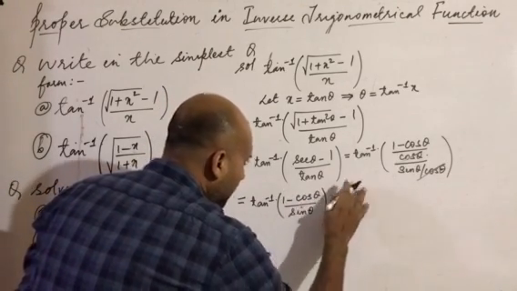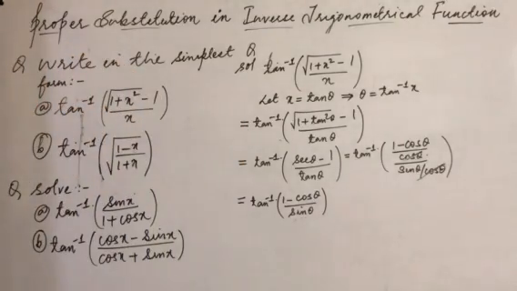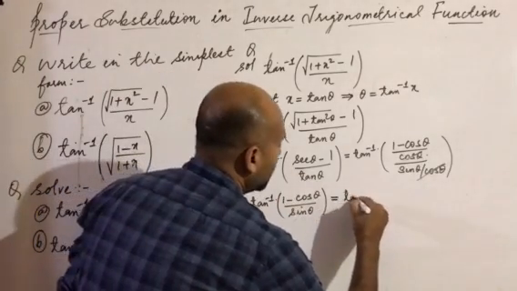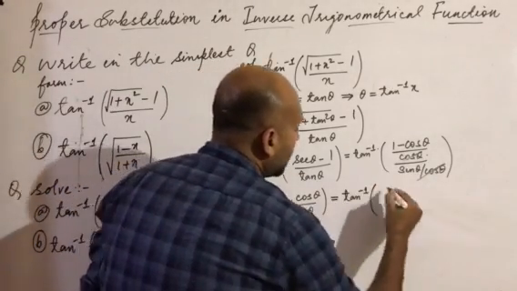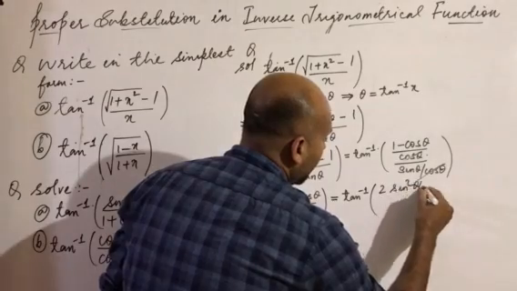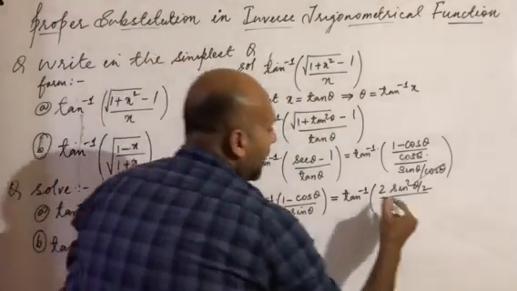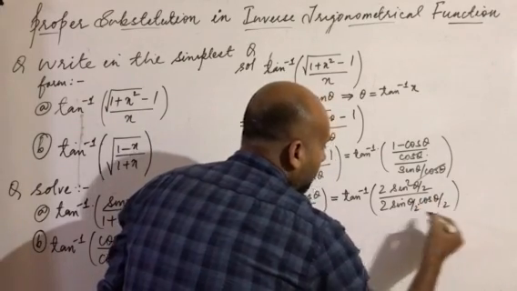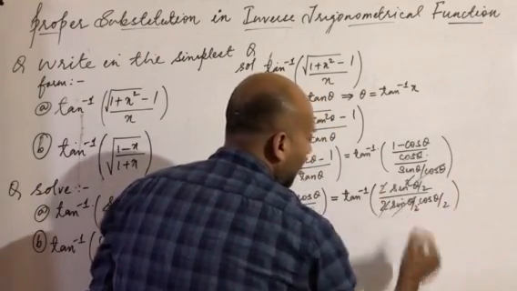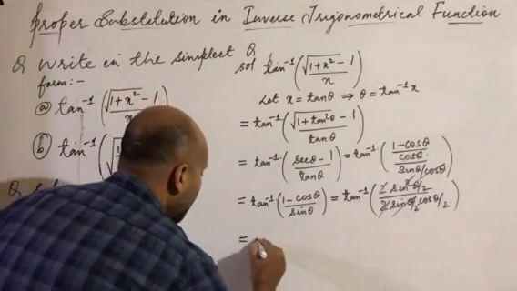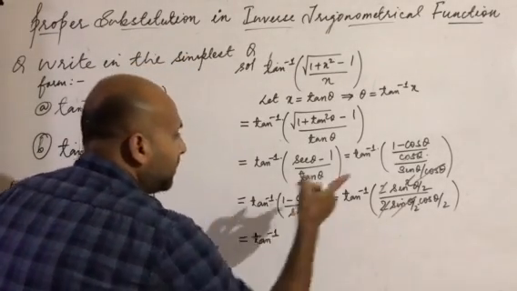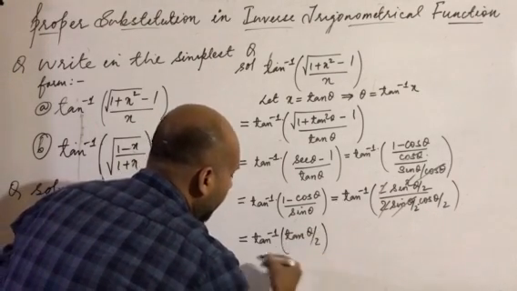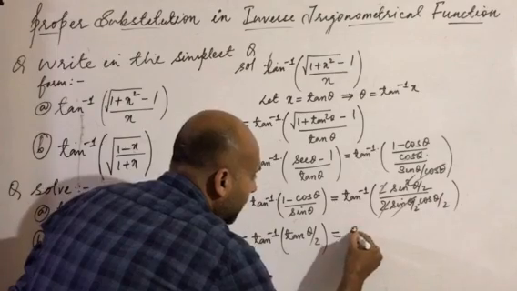Remember, children, in standard 11 we studied the half angle formula: 1 minus cos theta equals 2 sin square theta by 2. So I can write this as tan inverse of 2 sin square theta by 2, whole divided by sin theta. The formula for sin theta is 2 sin theta by 2 into cos theta by 2. Here the 2 and 2 get cancelled, and sin square and sin get cancelled. So we are left with tan inverse of sin by cos, which is tan theta by 2. Tan inverse tan we can remove, and the answer will be theta by 2.